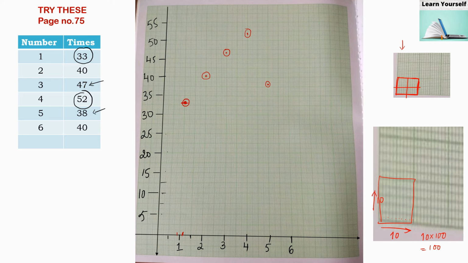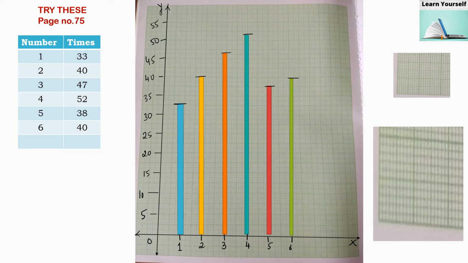After that, number 6 is appearing 40 times. So here 40. Now all of these observations I am taking, 5 columns horizontally like this, and then I am attaching them at the bottom on the x-axis. This is my x-axis and this is going to be my y-axis. If I draw a bar graph like this for each and every observation after taking those points, it will look something like this. And these are separate bars for each and every observation.